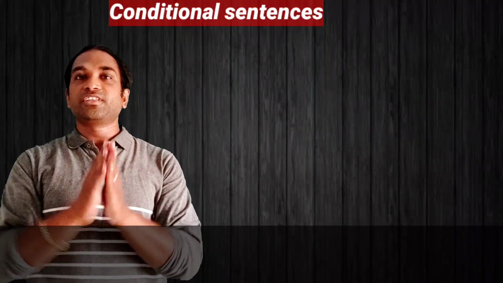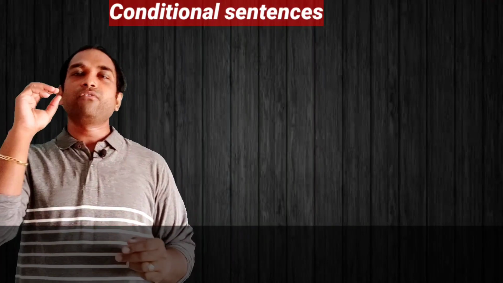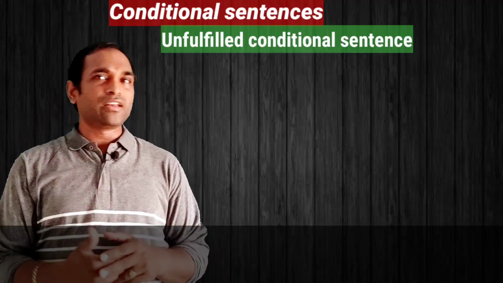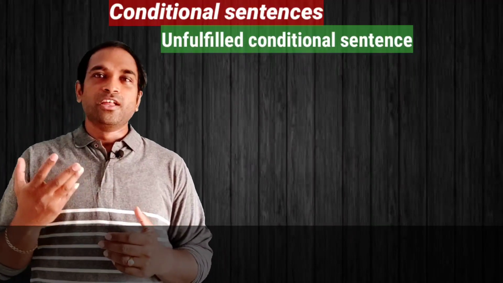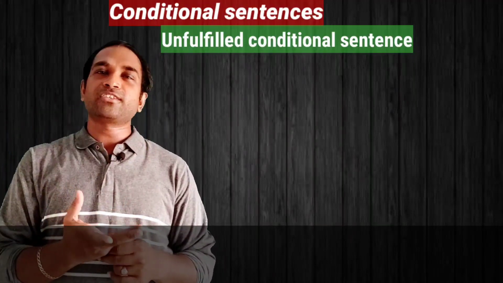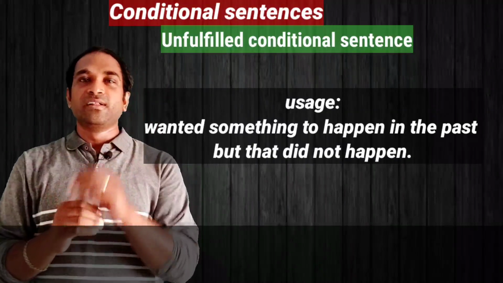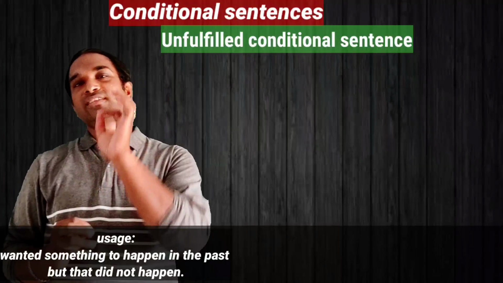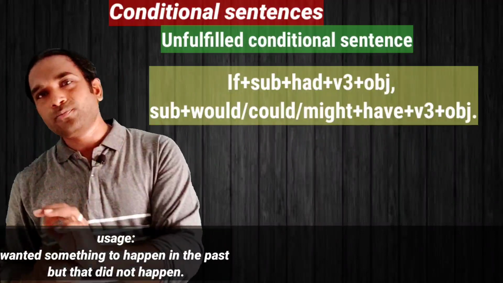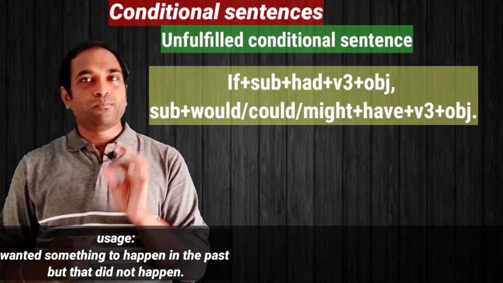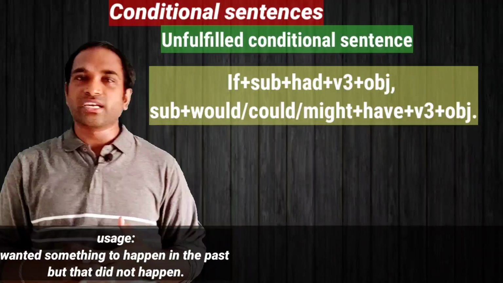And the last condition that I wish to introduce here is the unfulfilled conditional sentence. The name itself indicates unfulfilled. That means you wanted something to happen in the past, but that did not happen. And so you use this structure here: if plus subject plus had plus verb form 3 plus object, and then subject would or could or might have plus verb form 3 plus object.